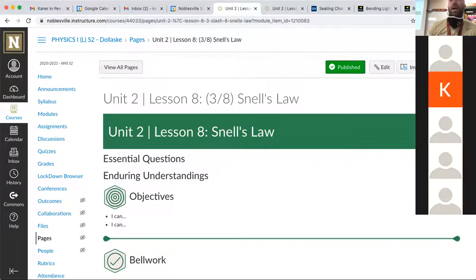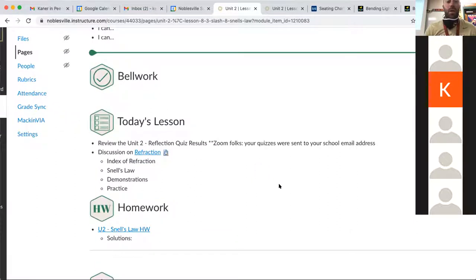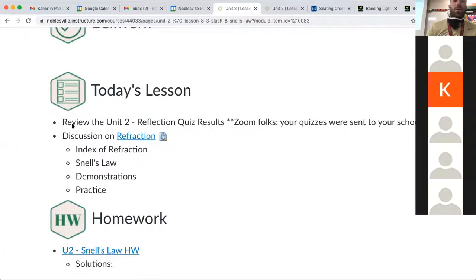Last class period, if you recall, we took a quiz on all of the things reflection, right? We looked at plane mirrors. We looked at curved mirrors. We looked at ray tracings with curved mirrors. We looked at the mathematics of curved mirrors. Those quizzes are graded. And so if you take a look at today's lesson plan, the first thing that we're going to do is take a look at those results.